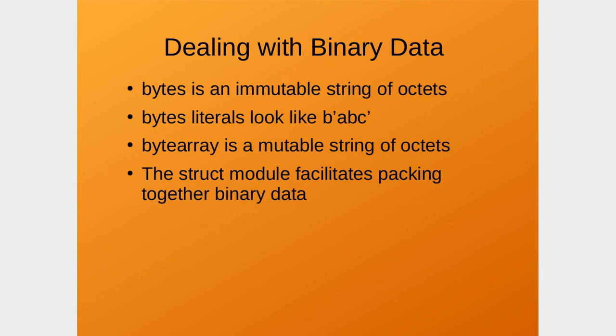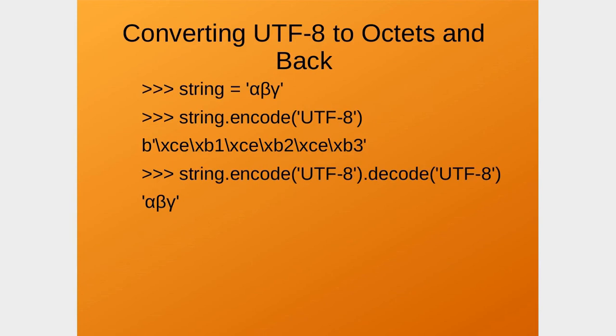And binary data is quite viable in Python. Bytes is an immutable string of octets. Bytes literals look like b'ABC'. A bytearray is a mutable string of octets. And the struct module facilitates packing together binary data. So you can do things like give me a big endian 4-byte integer, and it'll pack that into a bytes type.